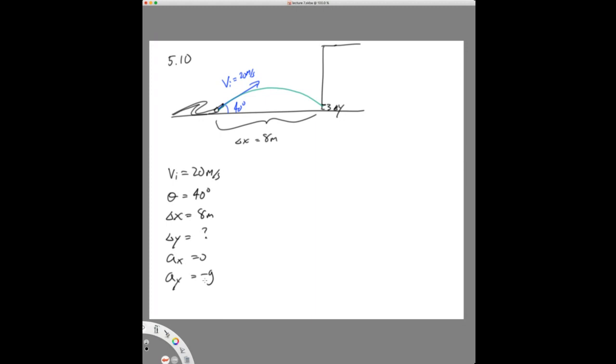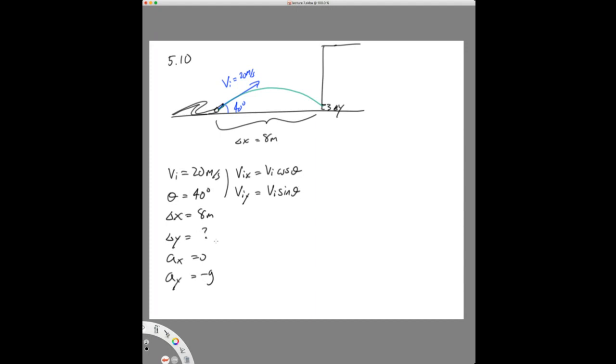And the variables that have not been mentioned yet, which has been a common theme in a lot of the problems, it's not universal, but it is common, is that we don't say anything about VFX or VFY or T in the problem statement. So this is what's been given. And we know that we're going to immediately use VI and theta to find VIX, which is VI cosine of theta, and VIY, which is VI sine of theta.